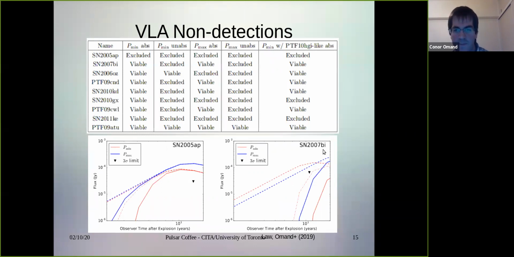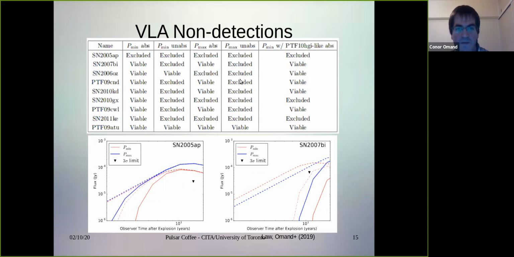For 2007BI, only our unabsorbed models are excluded, whereas for our absorbed models, we shouldn't have been able to see it yet. So you can see for BI, the unabsorbed models are excluded. All the rest of them are considered still viable. So this is again how you read that table based on these kinds of plots.